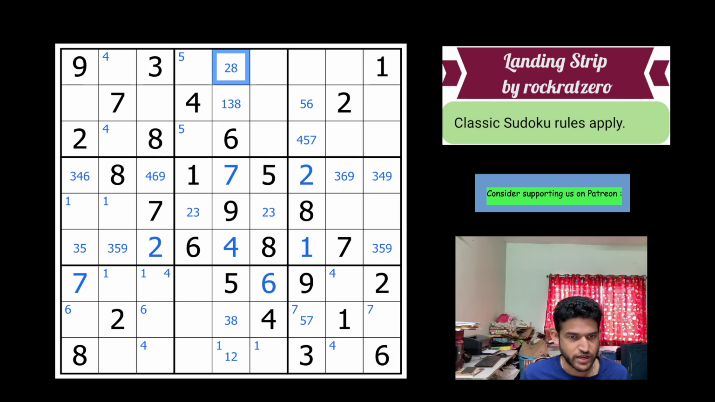Now looking at row 5. 2, 3, 7, 8, 9. So I need 1, 4, 5, and 6. I can't have 1 in this box. So this is a 5, 6. And this is a 4, 5. Because I have a 4 here, this would be a 5, 6.